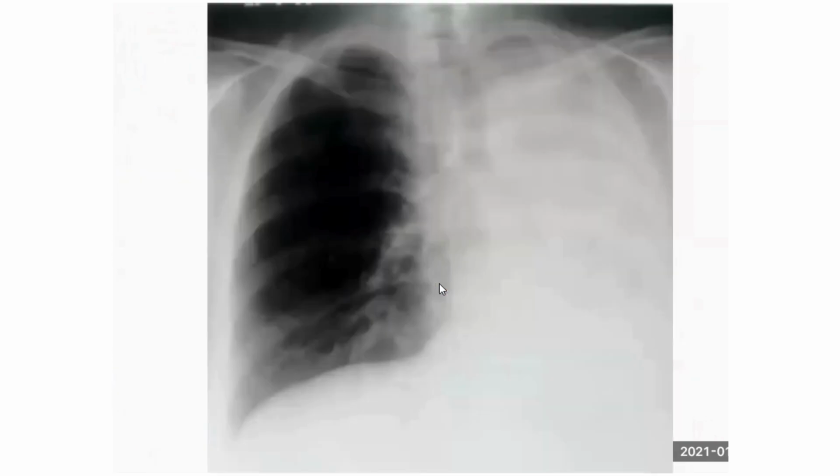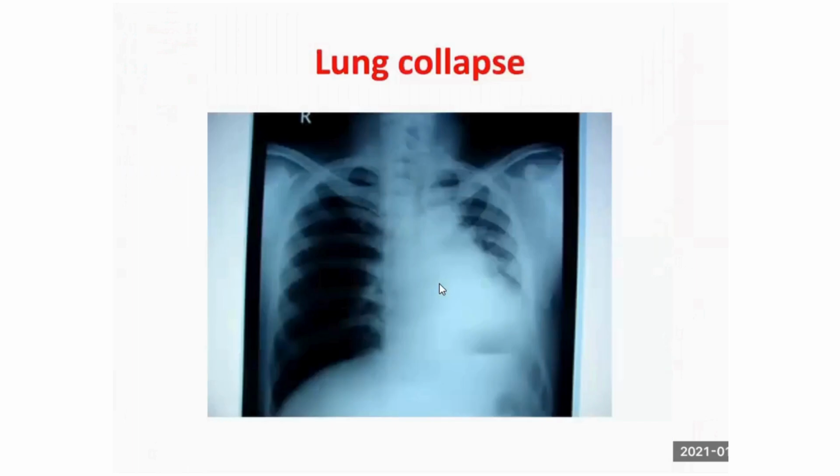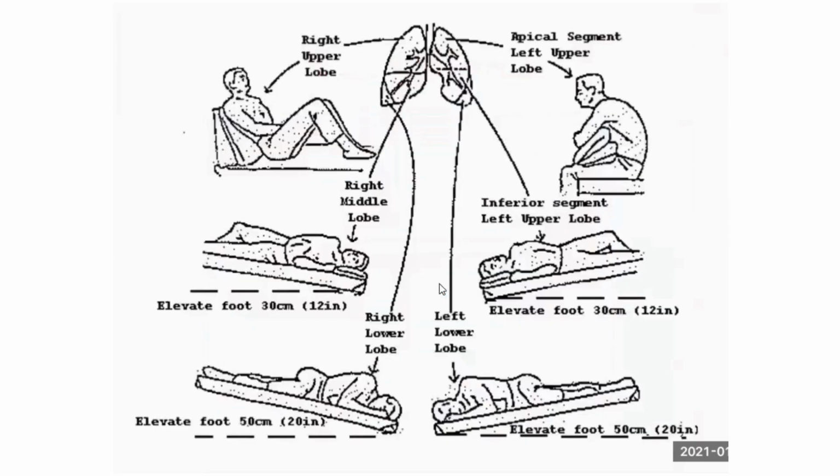Okay. This is a picture of lung collapse. I think these are the directions for drainage of the fluids from the lung. This is how we have to position the patient.